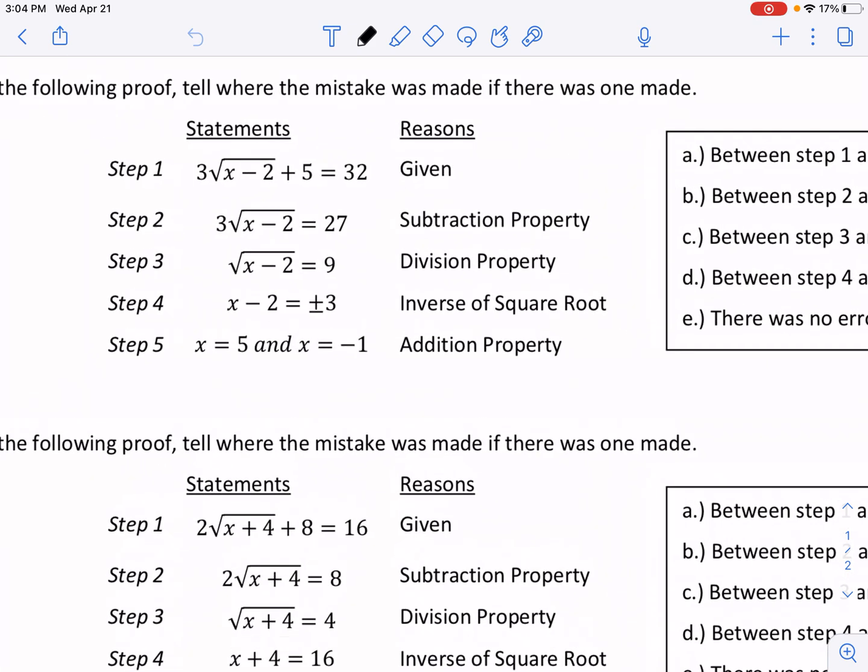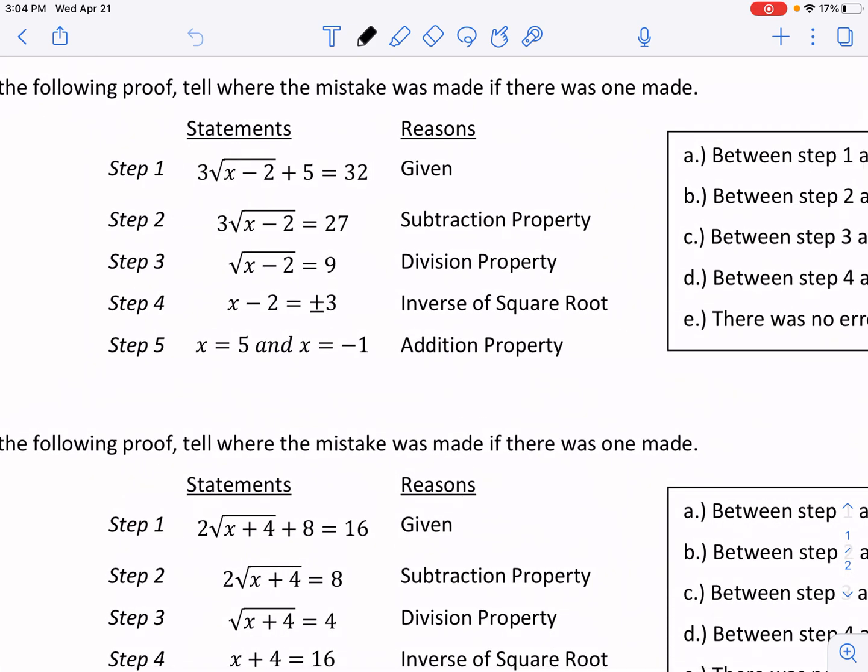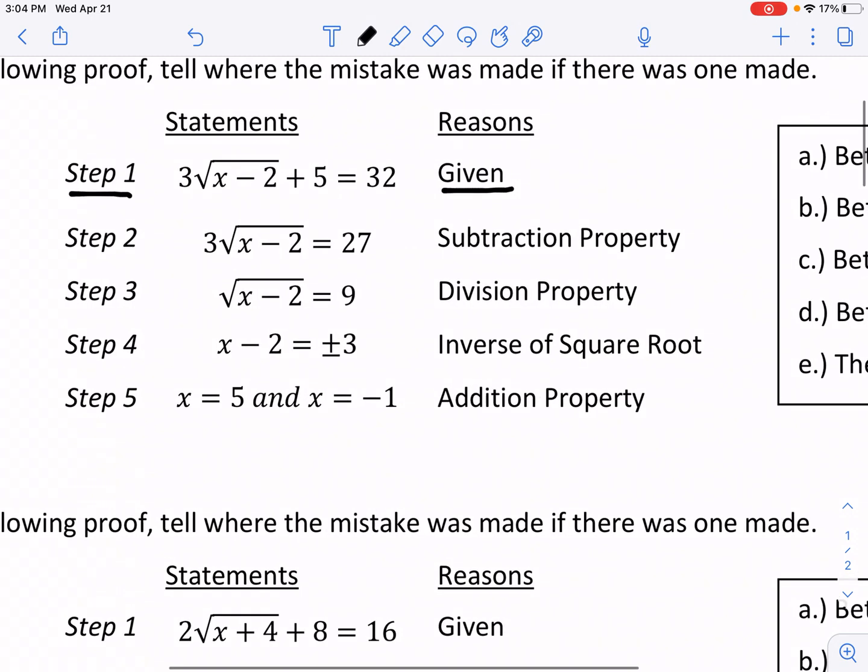So let's look at the first one. They give us the statement, just like what we looked at with proofs before. They give us the statement that we have 3 times the square root of x minus 2 plus 5 equals 32. That's what's given to us. Then on step number 2, they apply the subtraction property. Well, let's see if that makes sense. In order to get this by itself, what would be the first thing we should do if we treat it like it's the x? Well, we would subtract 5 over, and we would get 27.